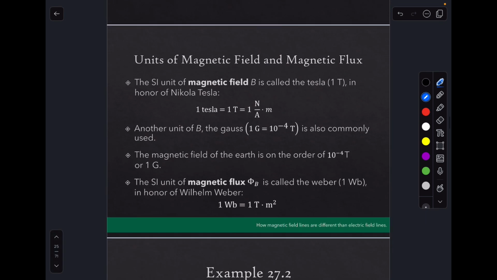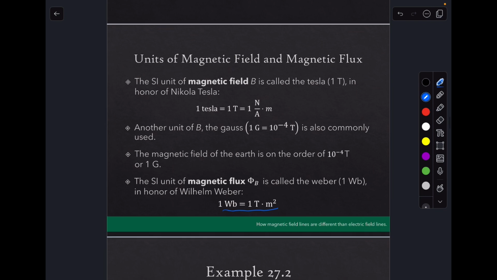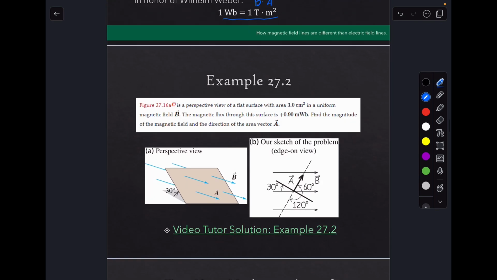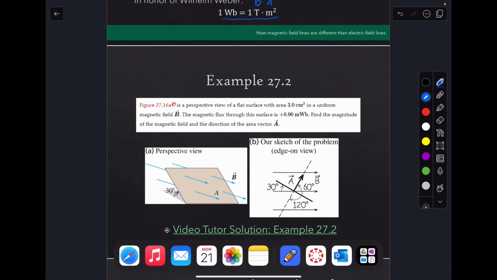Okay, units of magnetic field, Tesla. Units of magnetic flux, Weber, which is a Tesla times area, B times area. So let's do this example real quick just to get warmed up. I skipped it over in the last lecture, but let's do it real quick here.